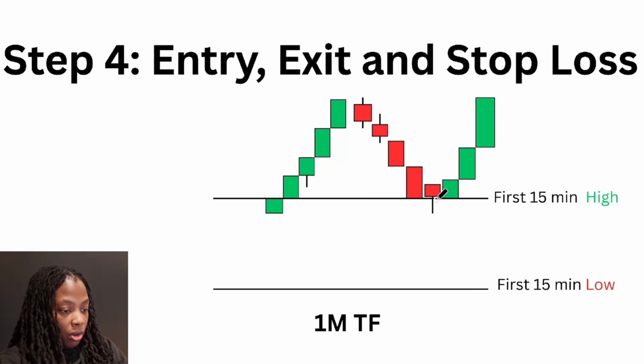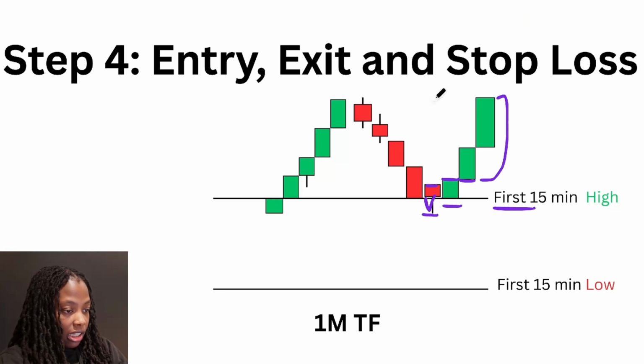You can watch out for a scenario where, yes, sellers manage to push price down, but buyers step in quickly and close the candle above the 15-minute high. And then this will be your signal bar letting you know, okay, watch out, buyers might step in. The next candle forms, and you see not only does it engulf the previous candle, it closes above this candle's open price. And then you can look to take an entry once this candle opens up.